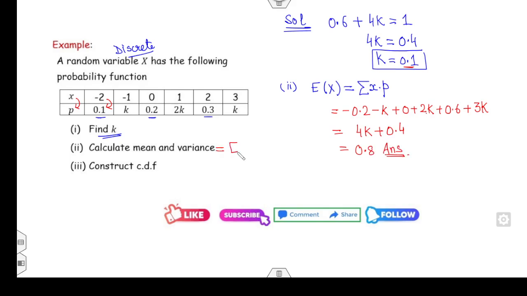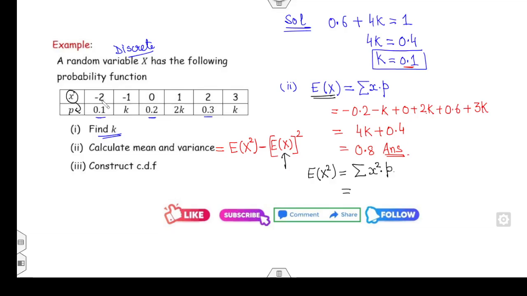We all know the formula of the variance is E of x square minus E of x whole square. Now your target is to compute E of x square, because we already computed E of x as 0.8. What is the formula of E of x square? It is x square into p. That means you can square the number and then multiply with the p.